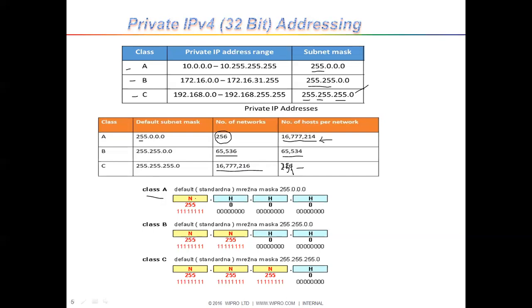Here N means network and H means host. When you say 255, all those bits are 1, and all the 0s are host bits. In class A, the first octet represents the network ID. In class B, two octets represent the network ID. In class C, three octets are the network ID. So whatever host machine IP addresses you need to assign, you assign from the remaining part.